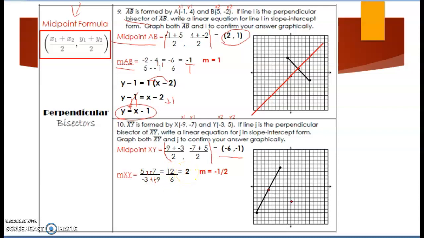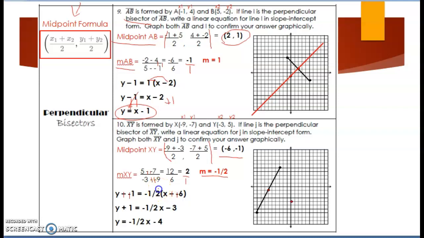If we want it to be perpendicular to the black line, I want the opposite, so a negative and a flip. Well, 2 is a whole number, I can put it over 1. So when I flip it, it becomes 1/2. We have a slope of negative 1/2 and the point (-6, -1). Plug your point and your slope into point-slope form. So we get y minus negative 1, which again means add, y plus 1, equals negative 1/2 times x minus negative 6, which again means add.